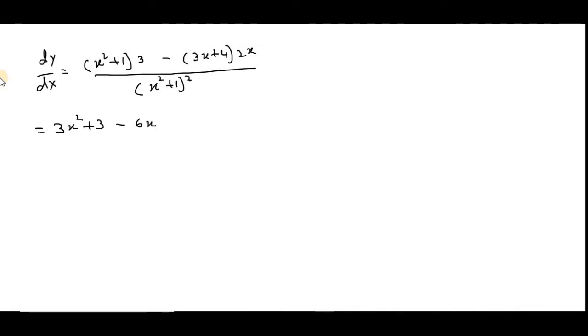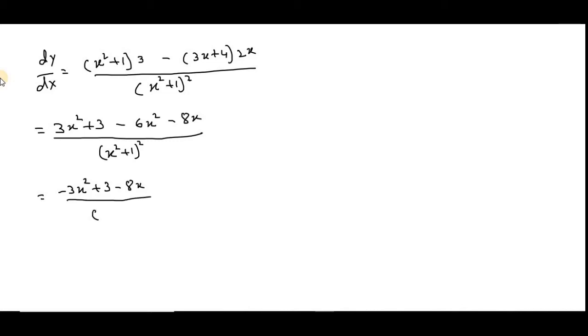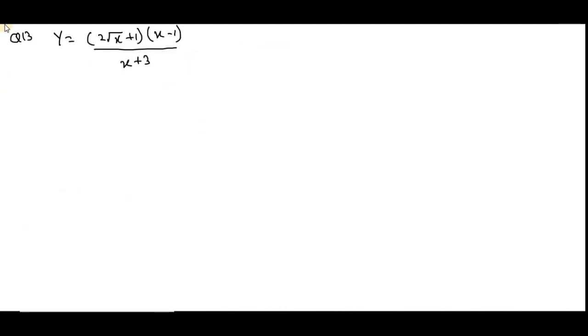3x² + 3 − 6x² − 8x over (x² + 1) whole square, and this is −3x² + 3 − 8x over (x² + 1) whole square, and this is our derivative.